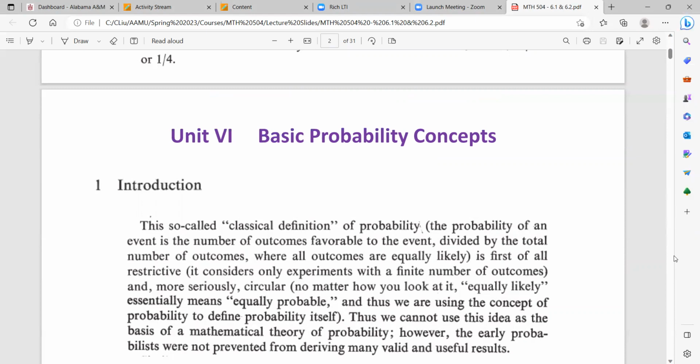It's defined based on experiments. You have to do a lot of experiments, and then you can define the probability. So the probability of an event is the number of outcomes favorable to the event, that's what you're asking for, divided by the total number of outcomes, where all outcomes are equally likely. This definition is based on experiments. It's not a strict mathematical definition.